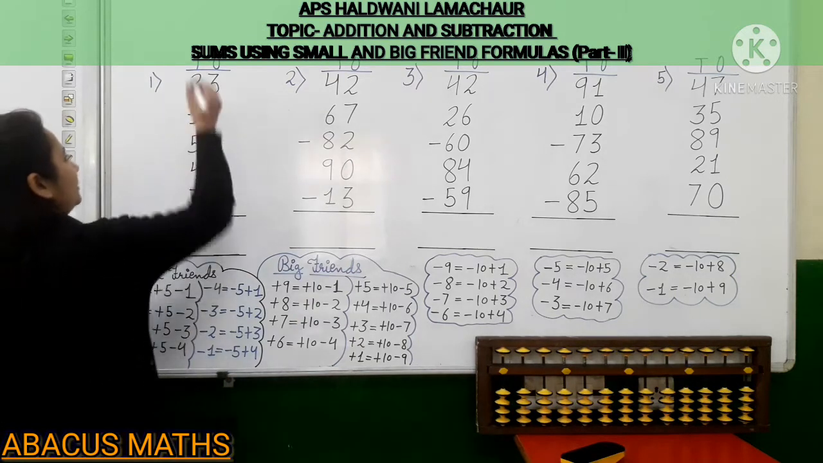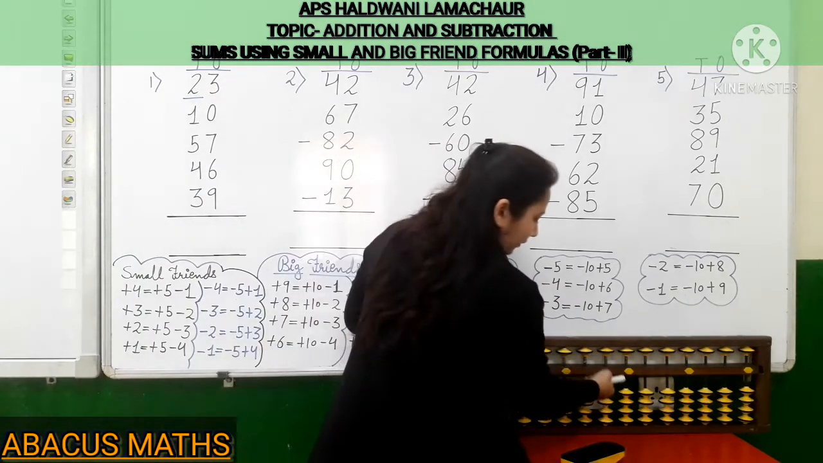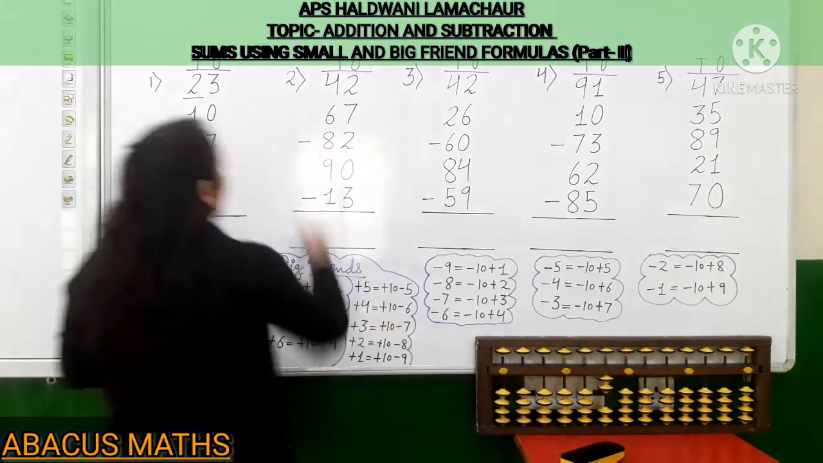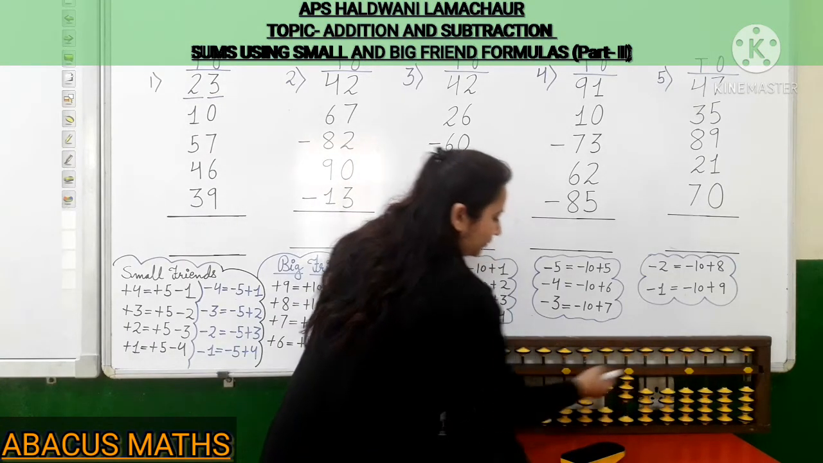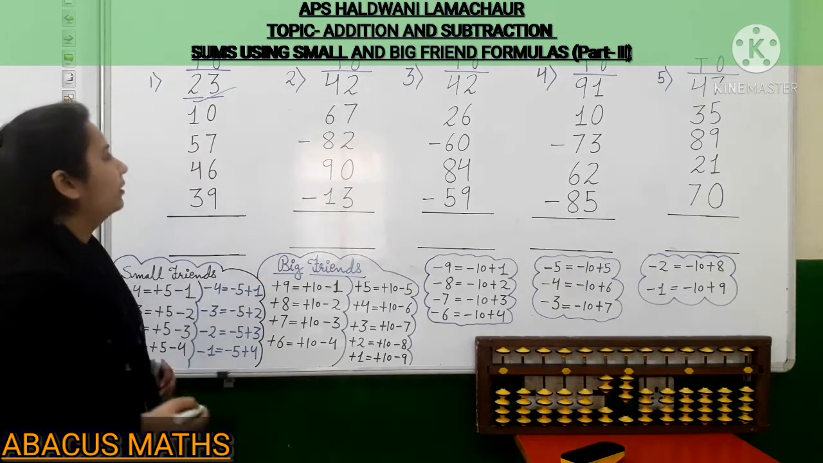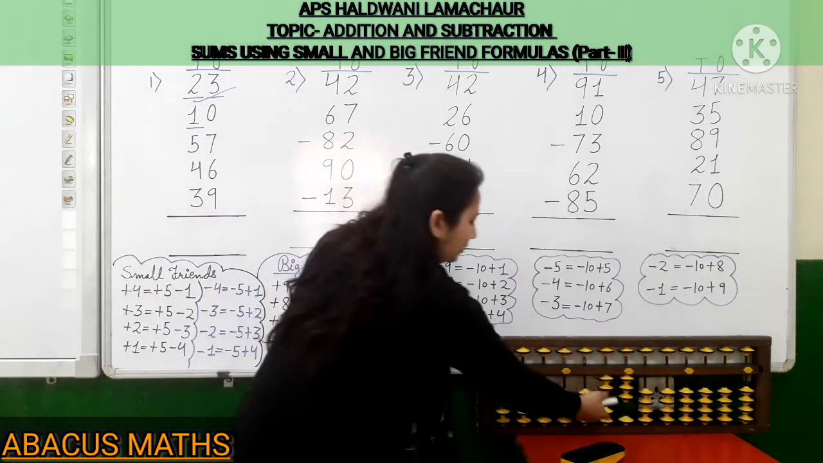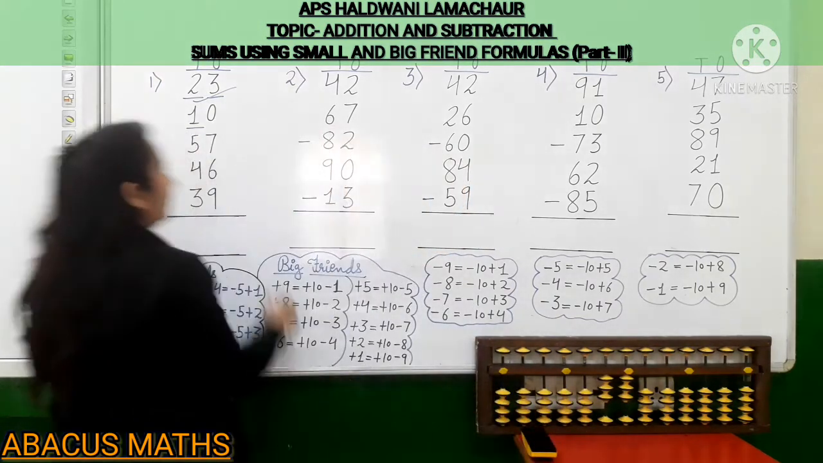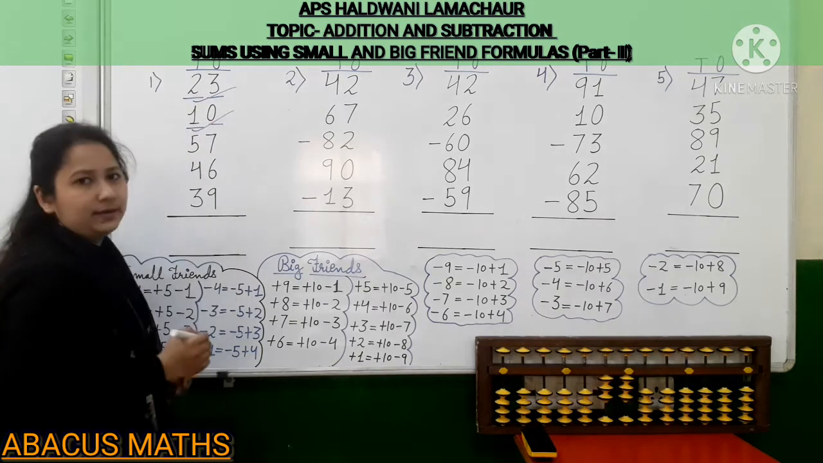Now let's start. First of all you have to add this 2 in the 10's rod. 1, 2 in the 10's rod. Then this 3 in the 1's rod. 1, 2, 23 we have added. Next, you have to add this 1 in the 10's rod. 1. 0, 0 means nothing to add.